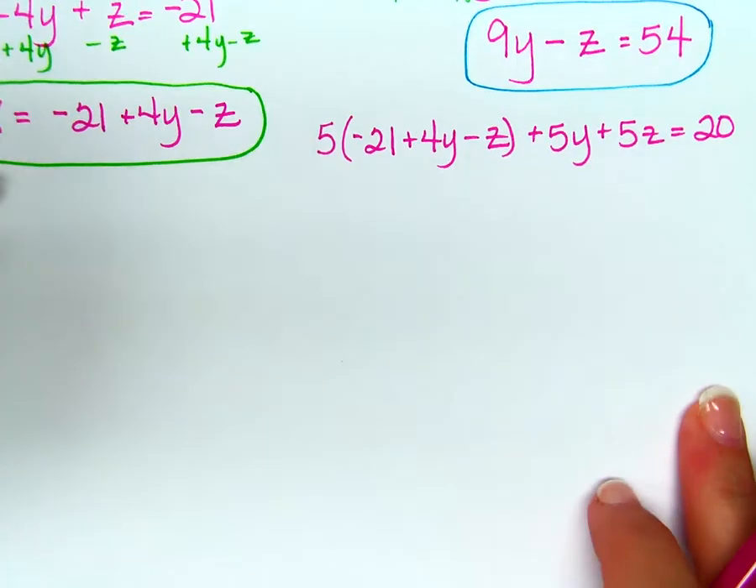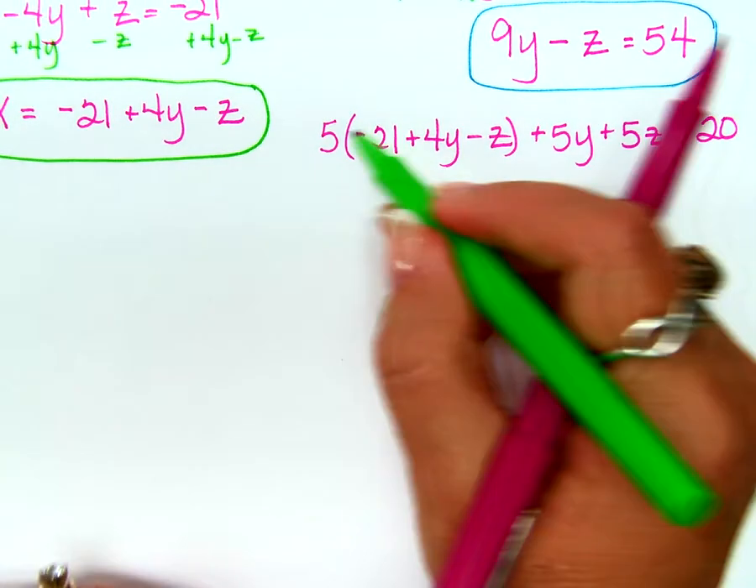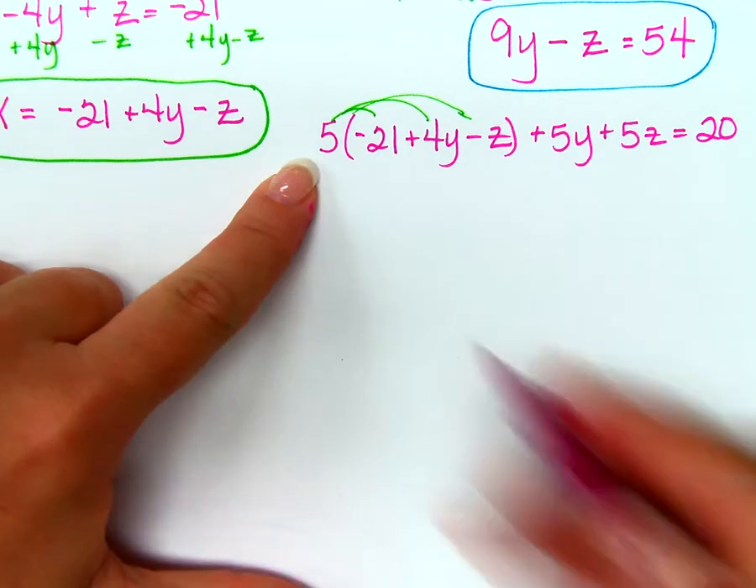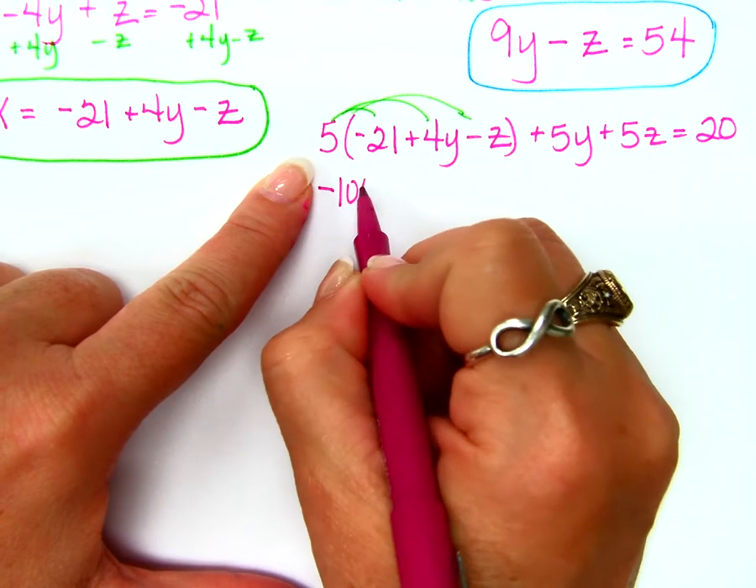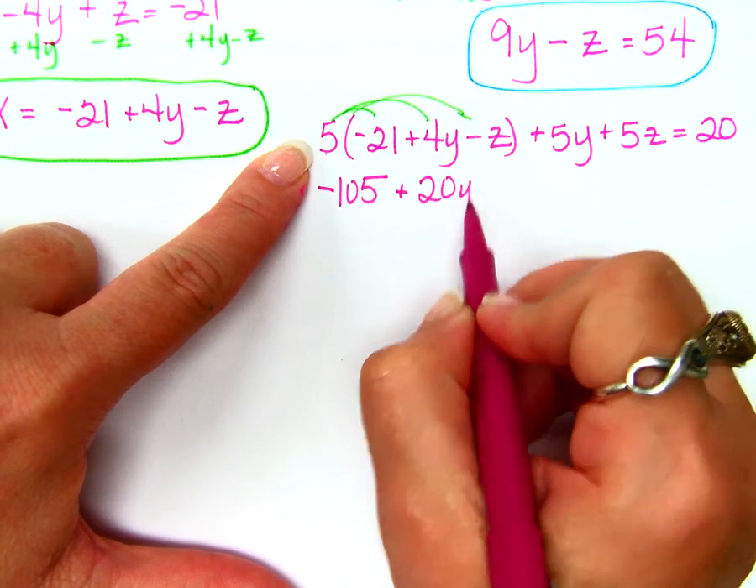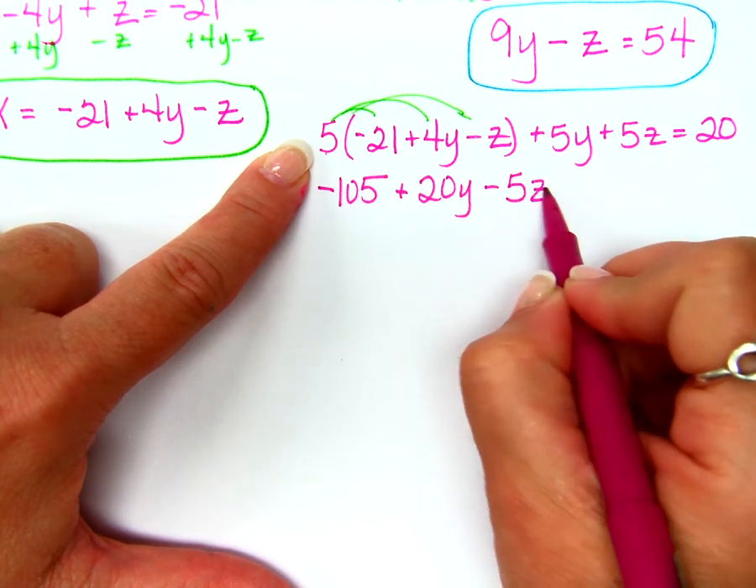Let's scoot that up just a little bit. Okay, so then this gives me negative 105. This gives me positive 20y. This gives me negative 5z.